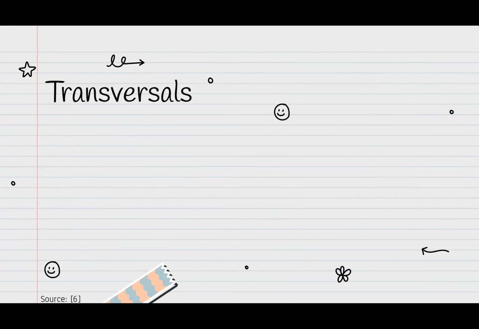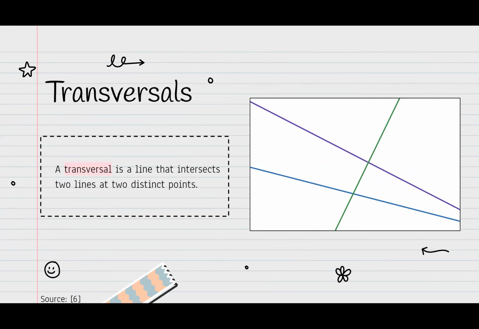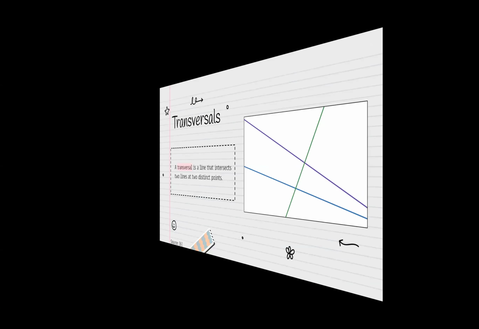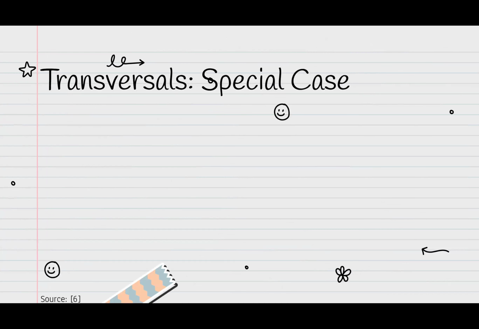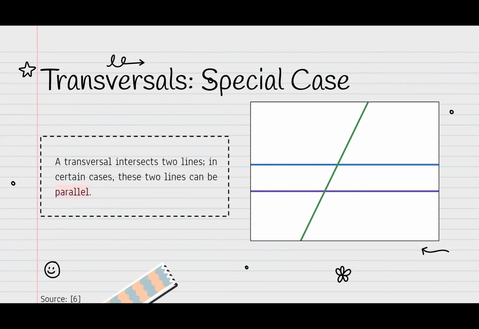So now we have transversals. A transversal is a line that intersects two lines at two distinct points. And then we also have a special case of transversals, and this deals with parallel lines. A transversal intersects two lines, and in this specific case, it's going to intersect two lines that are parallel to one another.